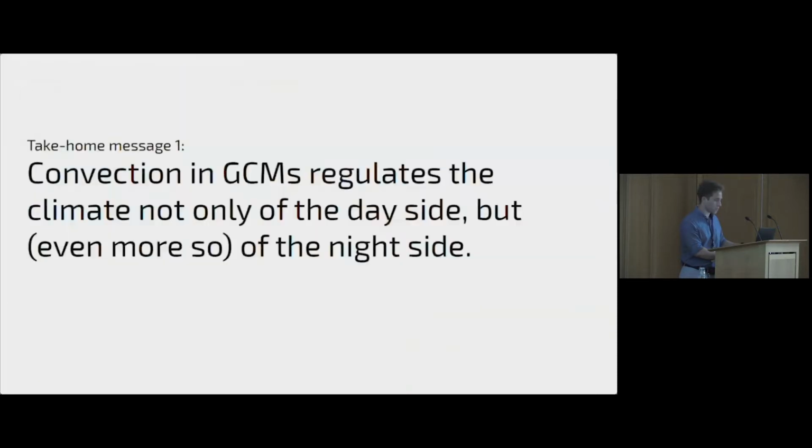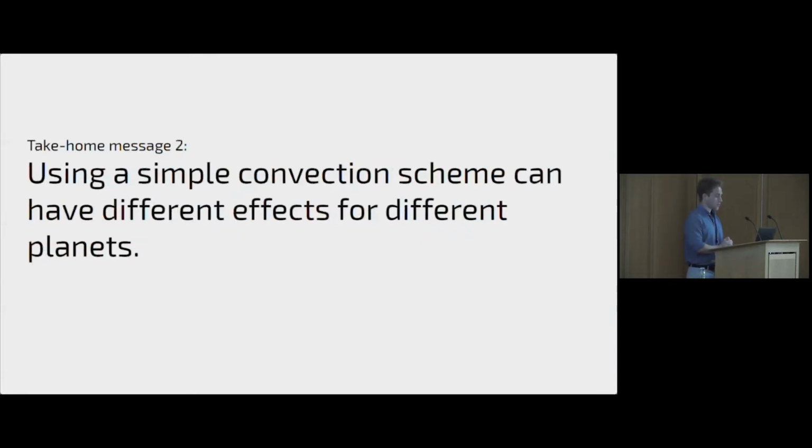So the take-home message one is that convection in GCMs regulates the climate not only on the day side, where all the convection is happening, but perhaps counterintuitively on the night side. And the second take-home message is that using a simple convection scheme can have different effects for different planets.